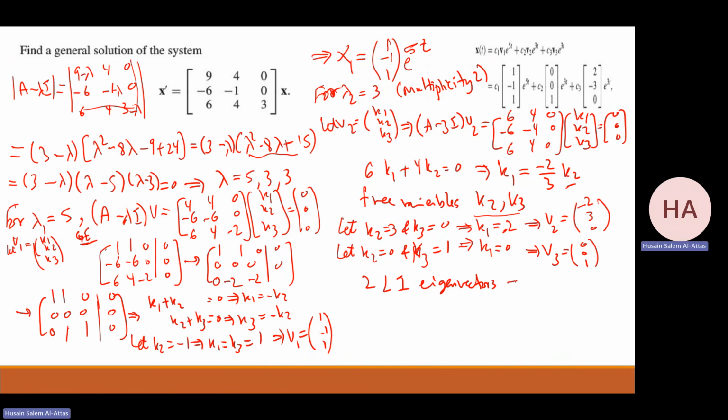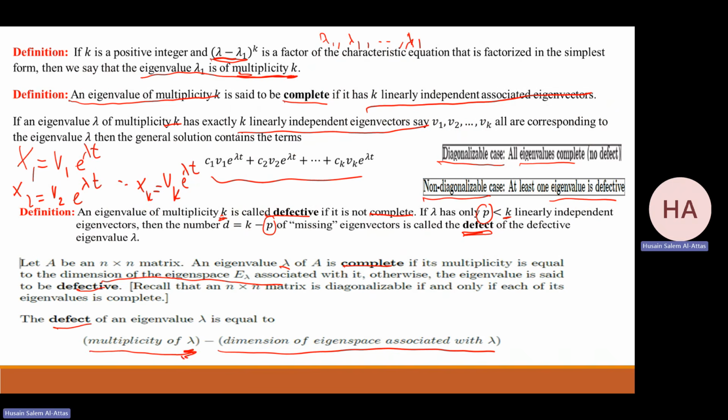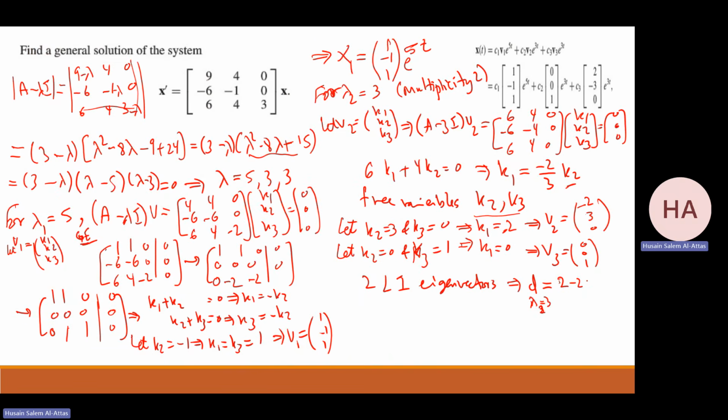So that means, what will be the defect for this lambda? What was the lambda? 3. Lambda 2, which is equal to 3. If you remember, it's the multiplicity minus the dimension of the eigenspace. The multiplicity is 2 and the dimension is 2. So no defect. So lambda 2 is a complete eigenvalue.